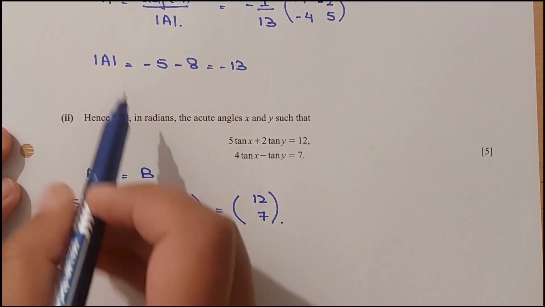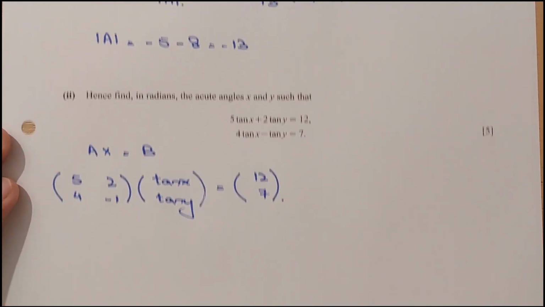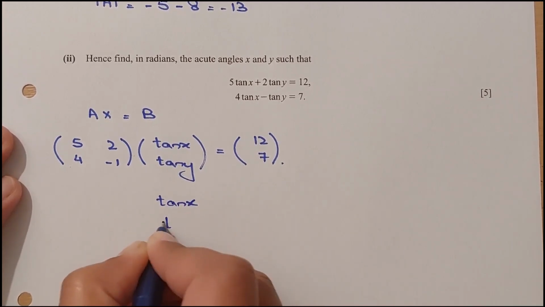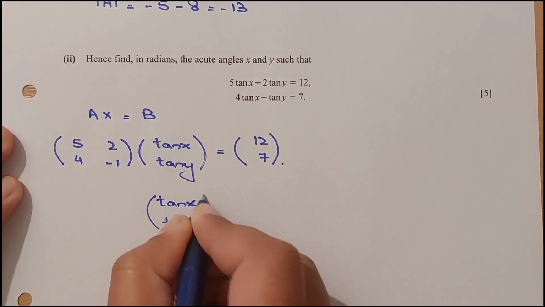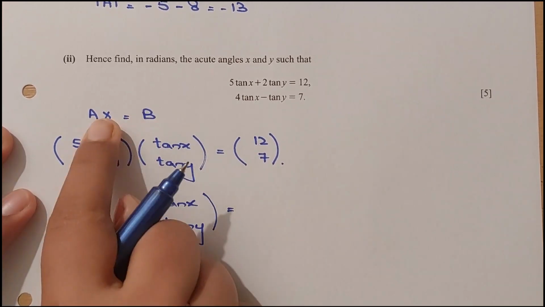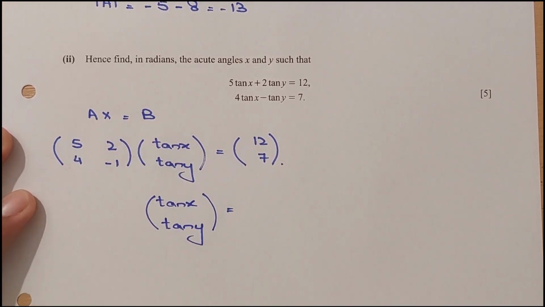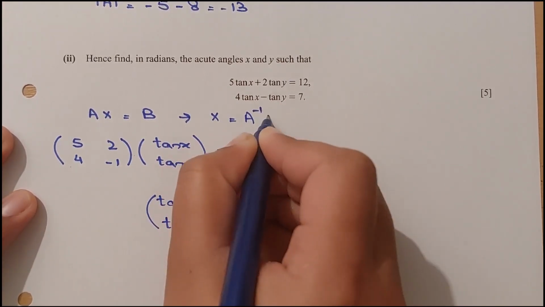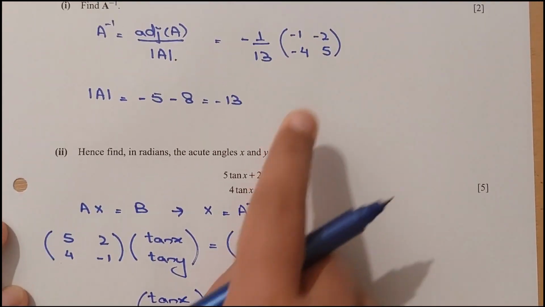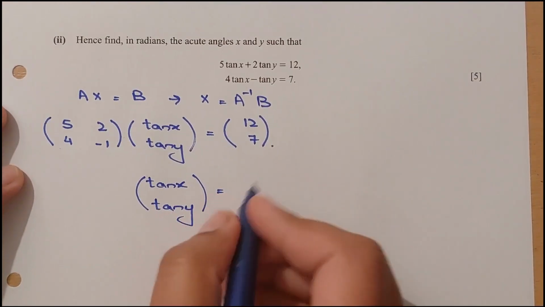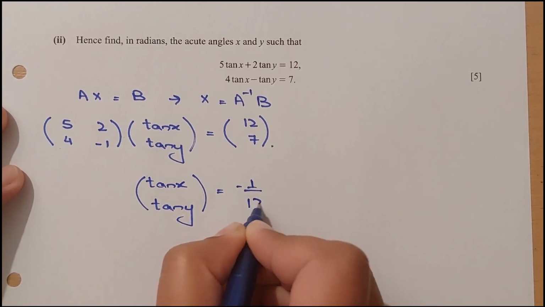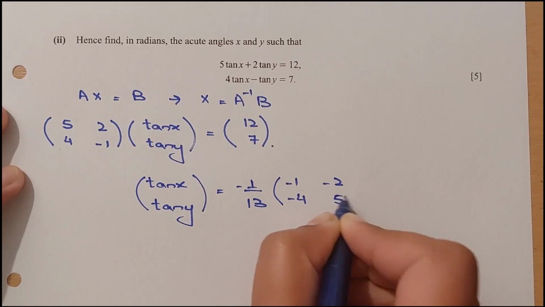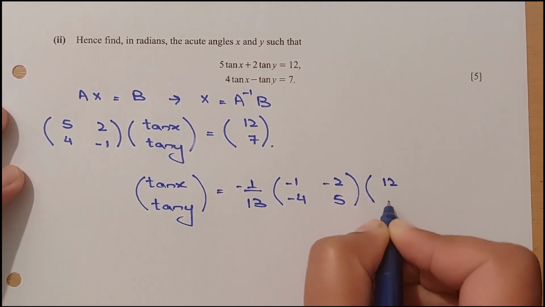Hence find means we have to use the answer from the first part. So we have to find tan x and tan y. How can we find these values? We can find them by X equals A inverse times B. So from here, X equals A inverse times B, and we have the inverse from the first part. So put the inverse here: -1/13, -1 -4, -2 5, and B is 12 7.